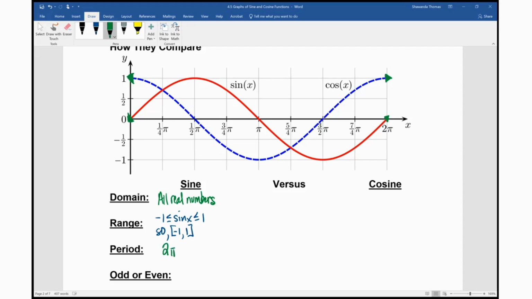The period, I'll go ahead and tell you, is 2 pi for cosine and sine. I think we already talked about period before. All right, 2 pi. Odd or even? Does anyone remember if sine was an odd or even function? Odd. That's section 4.2, I think. If you go back, we talked about even and odd trigonometric functions. Sine is odd, but cosine and secant are the only even ones.